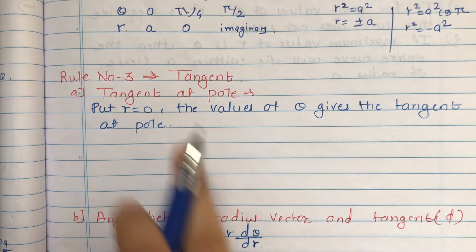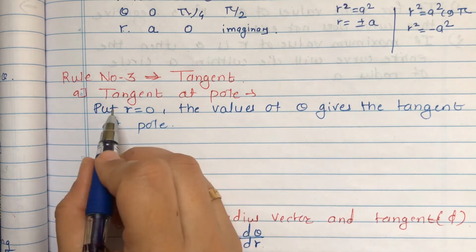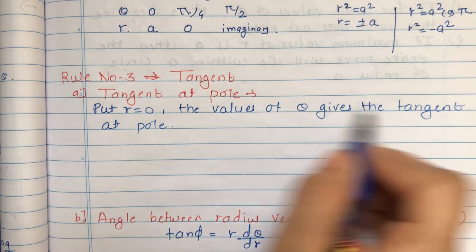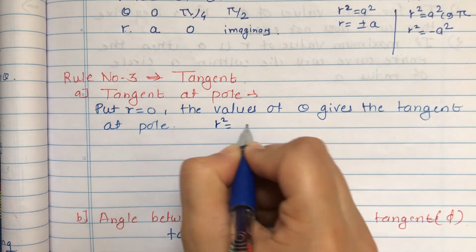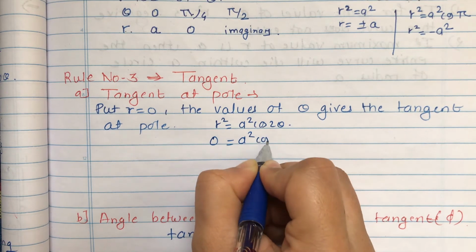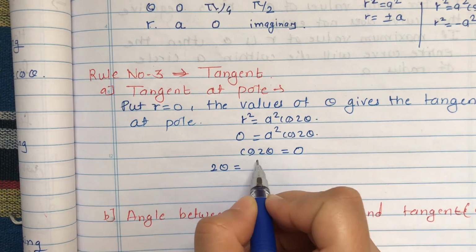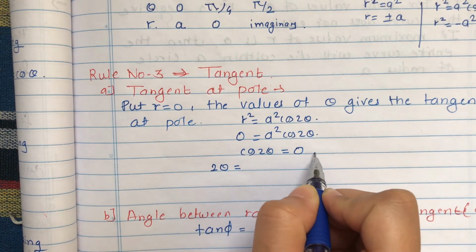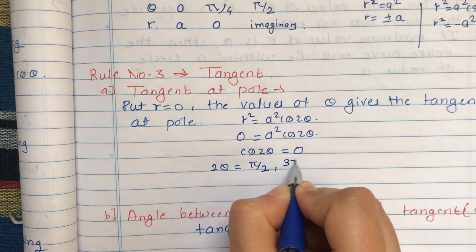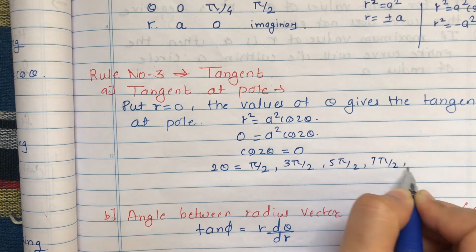Next, rule number 3 is tangent. So first we will calculate tangent at pole. So the condition is put r is equal to 0. The values of theta give tangent at pole. So r square is equal to a square cos 2 theta. Put r is equal to 0. a square is equal to cos 2 theta. So cos 2 theta is equal to 0. Cos 2 theta is equal to 0 if and only if 2 theta is equal to pi by 2, 3 pi by 2, 5 pi by 2, 7 pi by 2, and so on.